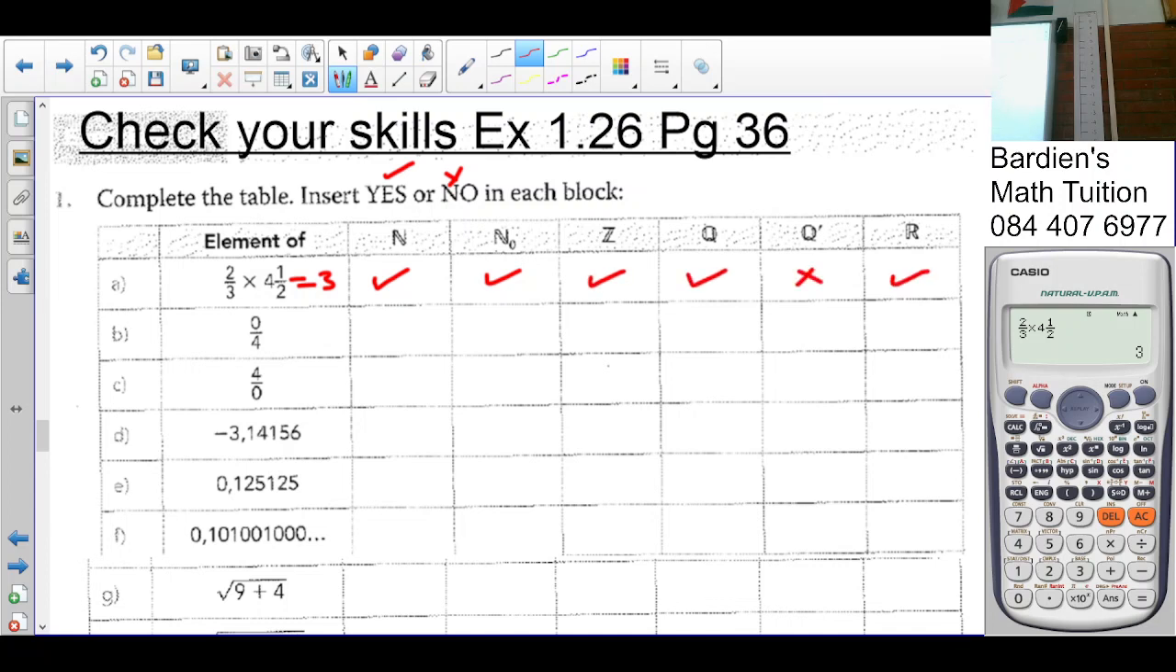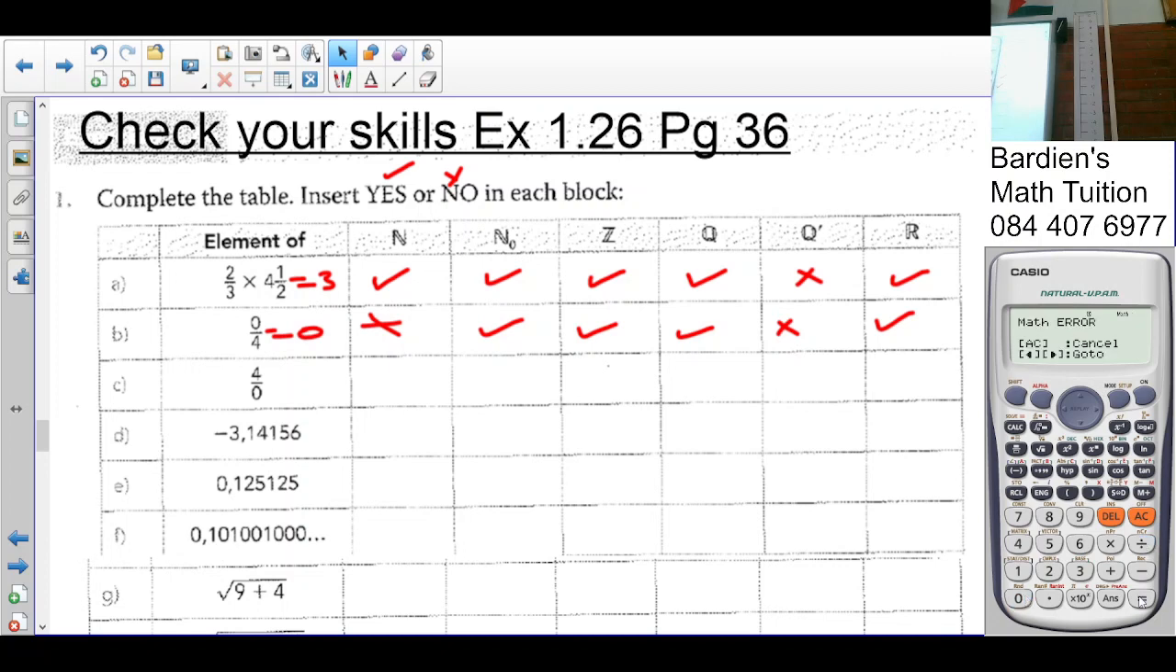0 over 4 gives you an answer of 0. So it's no, yes, yes, yes, no, yes. Is there 4 over 0? That is an undefined solution. You put that in the calculator, you get a math error. So it's undefined. So it's none of these. It's not a real number. So it's a non-real number there.